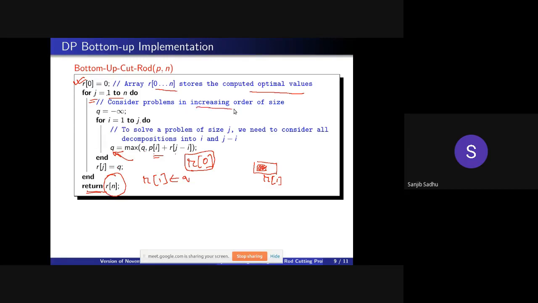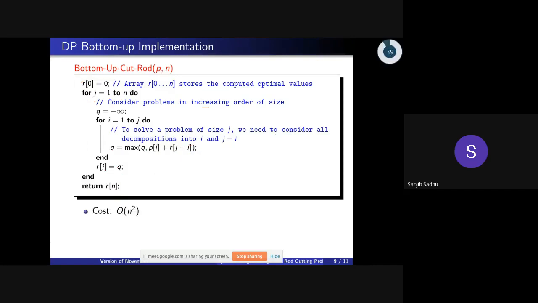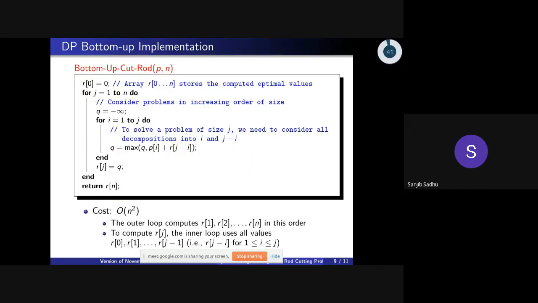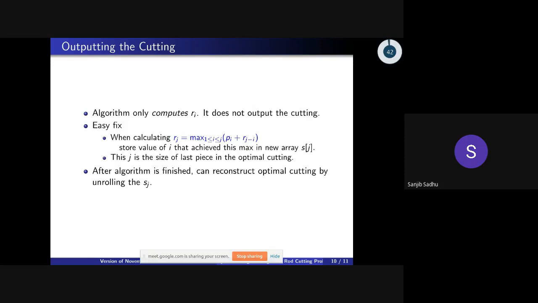Consider the problems in increasing order of size. All you need to consider is decomposition. Check it, I am not explaining it, it's easy. It is n square because here j is of order n, and this is also n times. So therefore it computes. So this is the idea. I am not explaining it in detail.